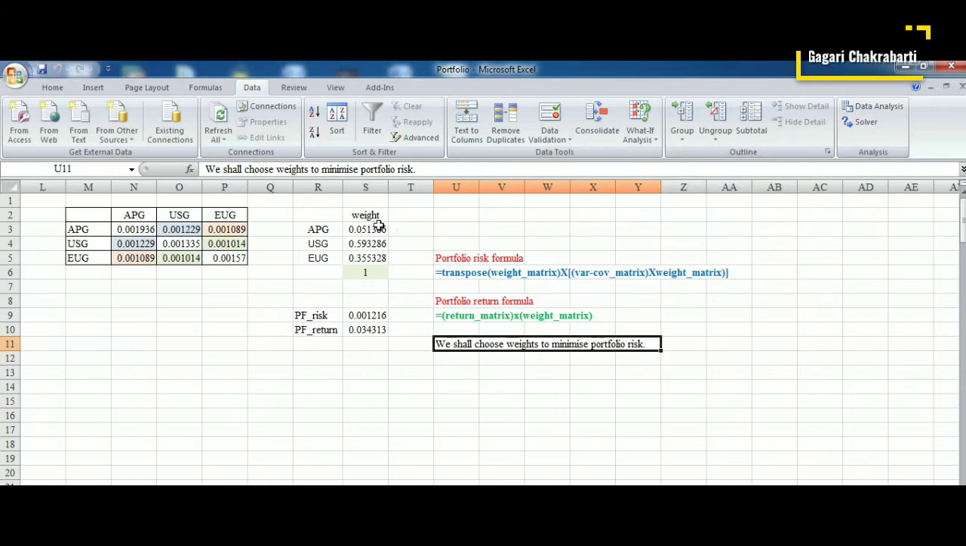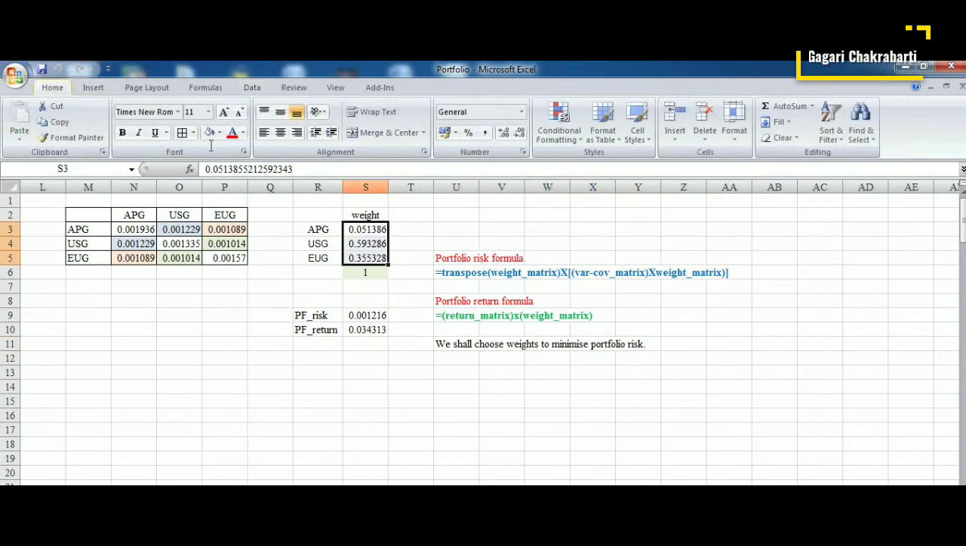Now we solve and then the weights are changed. The Asia Pacific green is getting the lowest weight, whereas US green is receiving the highest weight and EU green is getting the average weight. So this is the portfolio risk and portfolio return associated with the minimum variance portfolio. This is the minimum risk of the portfolio that is attainable for any level of return.